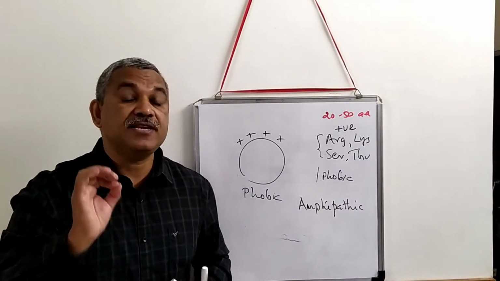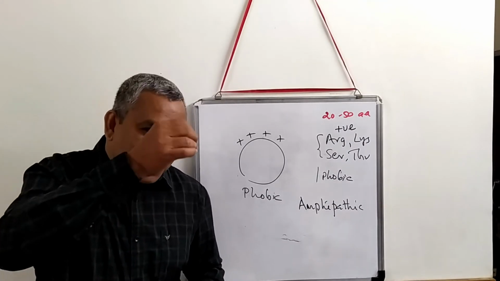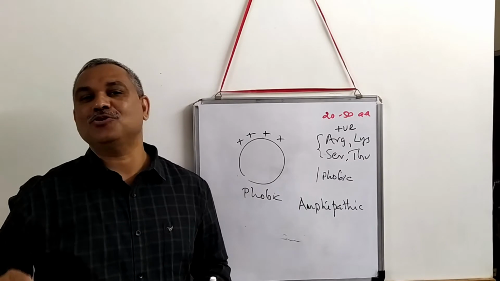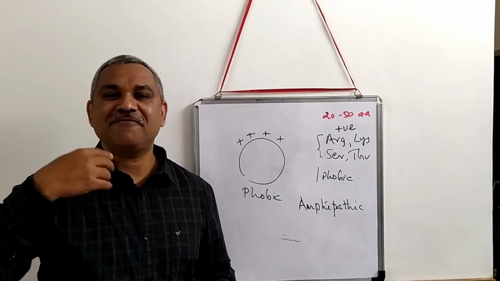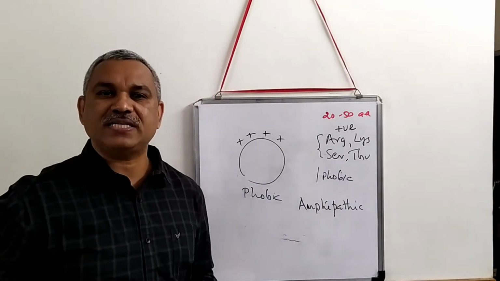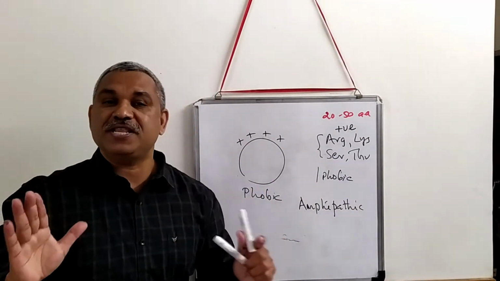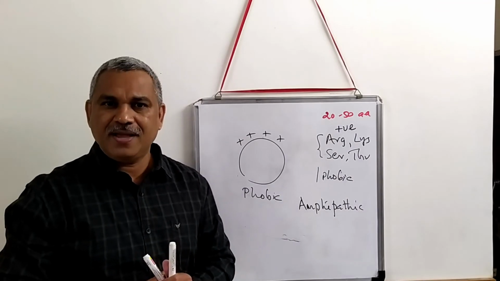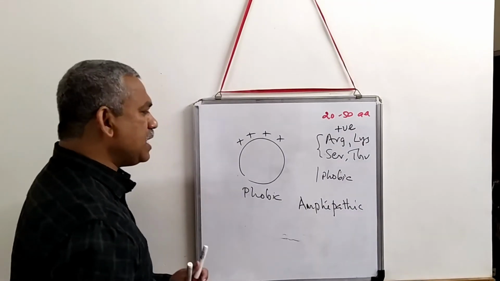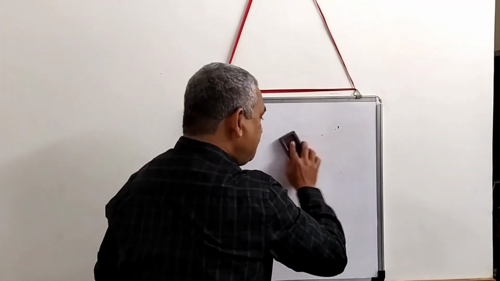This amphipathic nature is very, very important for a protein to be translocated into mitochondria. They have experimentally proved this by replacing many of these amino acids, and they proved that this is very important. Let us look at how the protein is translocated to the mitochondria.